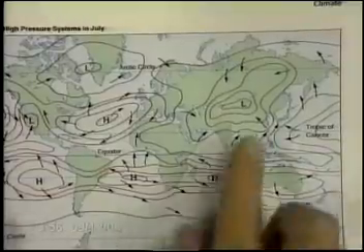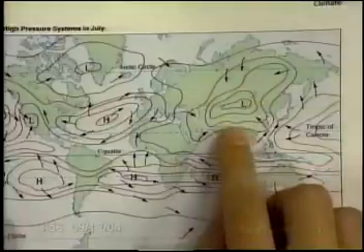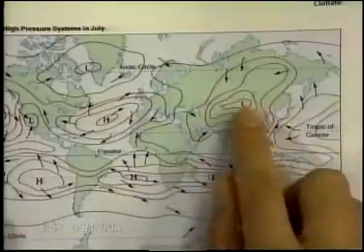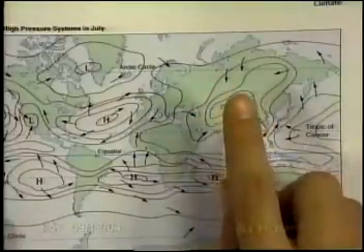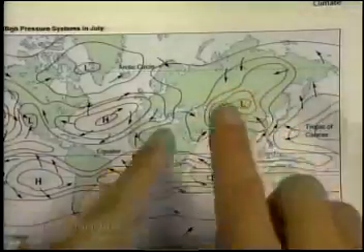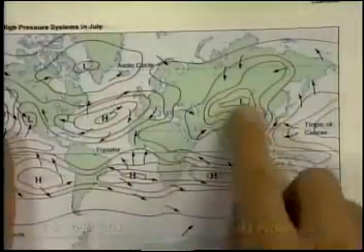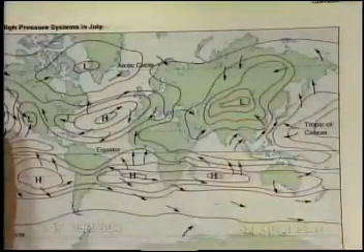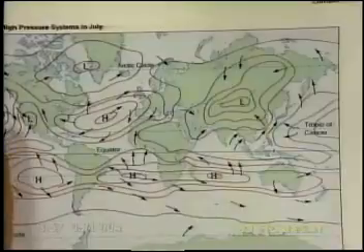Remember that it's summertime, the land heats up more quickly than the water, so we have a low pressure system here as the hot air rises. As it rises, it's kind of creating a little vacuum and pulling the air in. Notice all the air is going toward the center of the low pressure system. It's drawing the air into the interior of the continent.